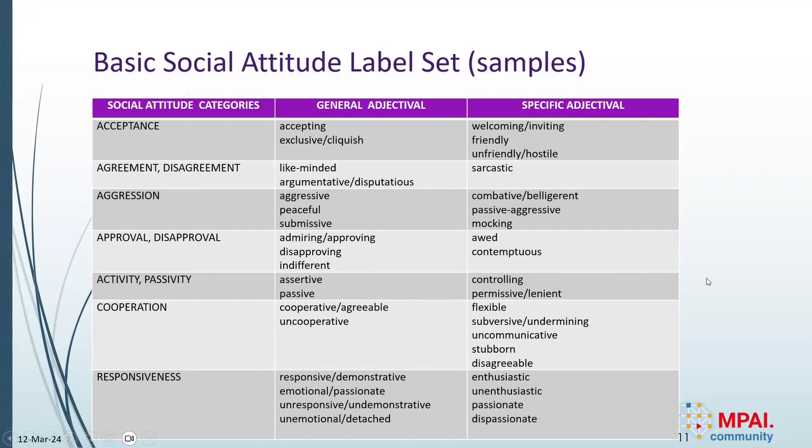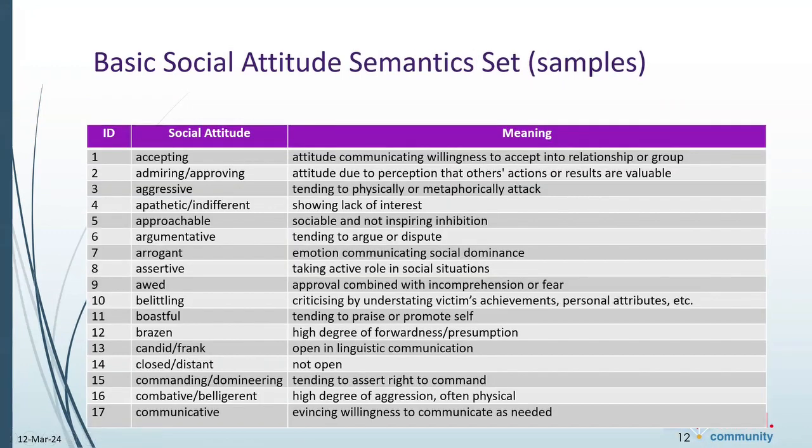And the definitions or semantics that go with these things, for instance, would be, let's look at argumentative, number 6. That would mean a social attitude of tending to argue or dispute. Let's look at boastful, number 11. That is tending to praise or promote oneself. We know somebody like that.